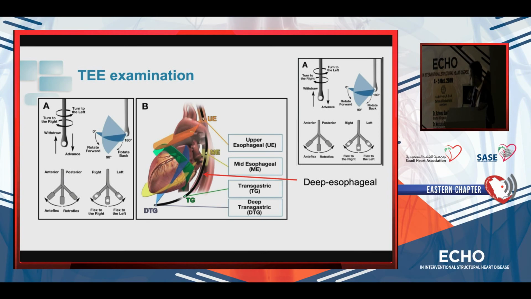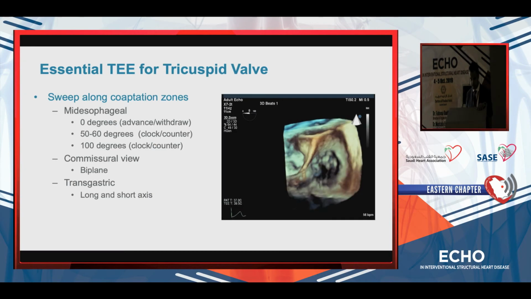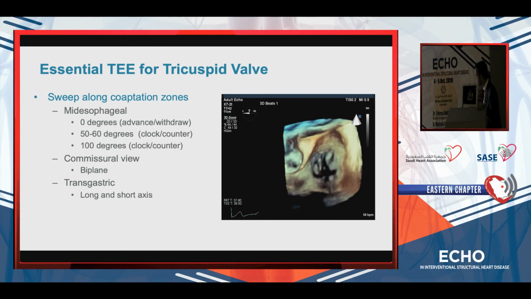And for tricuspid, it's also important to keep in mind, we have deep esophageal views to show the tricuspid annulus. And I'm going to show you a more or less systematic way how to do this. So essentially, we show all the different commissures and different leaflets itself. So actually we do a full sweep around the tricuspid, showing the different coaptation points.